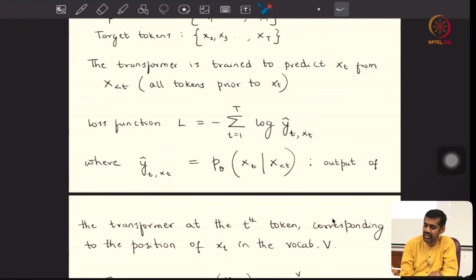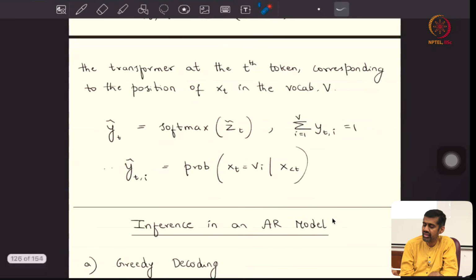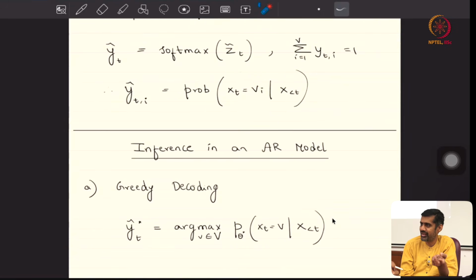When do you stop, by the way? There is a special token called the end of sentence token. Whenever the model outputs EOS, that is when you stop. There is no next sentence. End of sentence is not literally the English sentence; it means end of response. You stop there and then give the next prompt and so on.